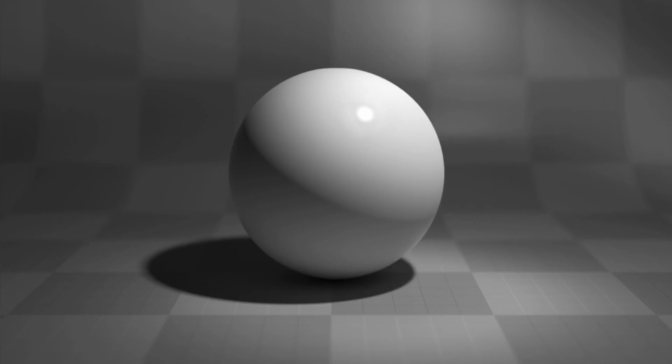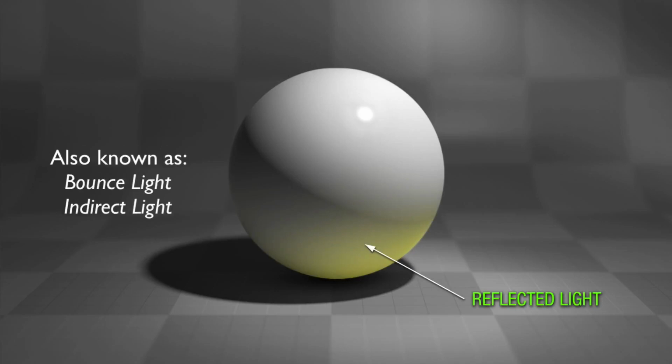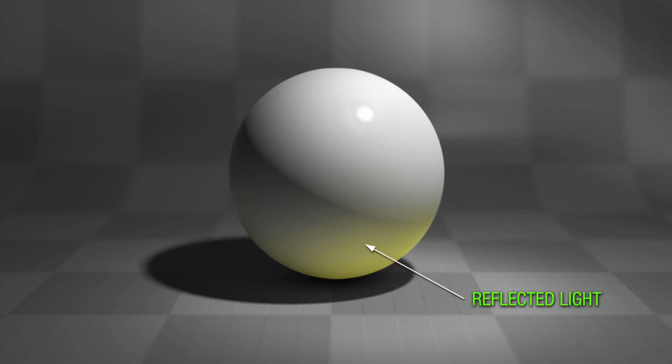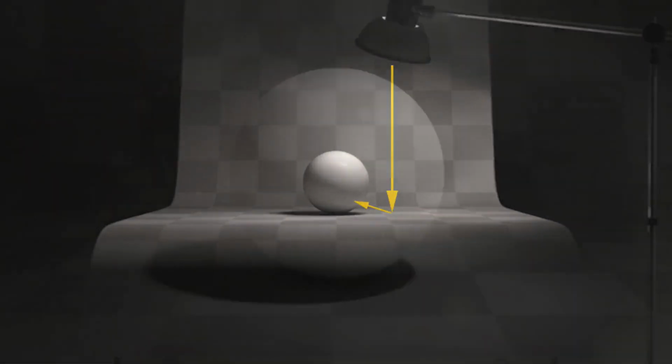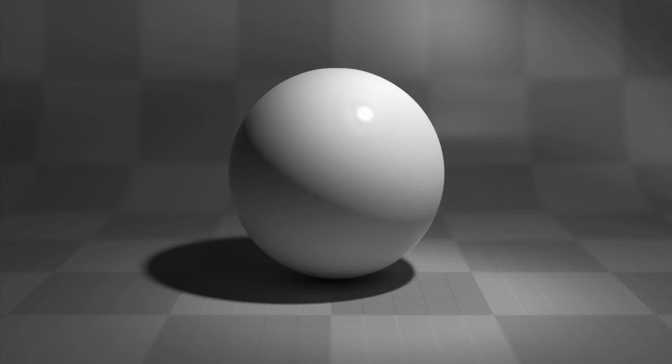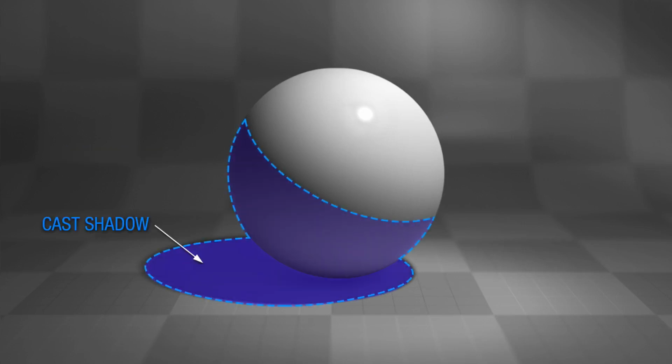The first of these 8 modeling factors is reflected light. It's also sometimes called bounce light or indirect light. In this scene, the light is coming from above. It hits the floor and reflects back into the form shadow of the sphere. One important thing about reflected light is that you can find it only within the shadows. That means form shadow and cast shadow, but almost never within the form light.